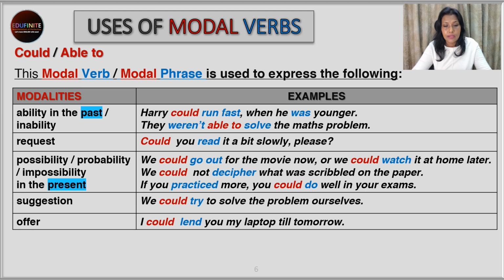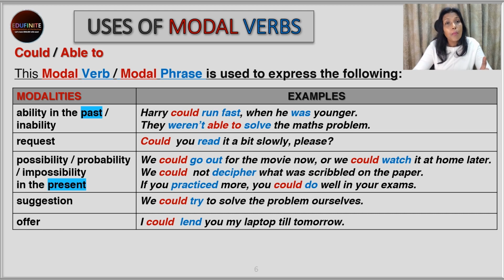Next, request. When we are making a request, we can say, could you read it a bit slowly, please? Maybe the person has asked you to follow, but the person is reading at a little fast pace and you are unable to follow it. So you're requesting that person, could you read it a bit slowly, please?